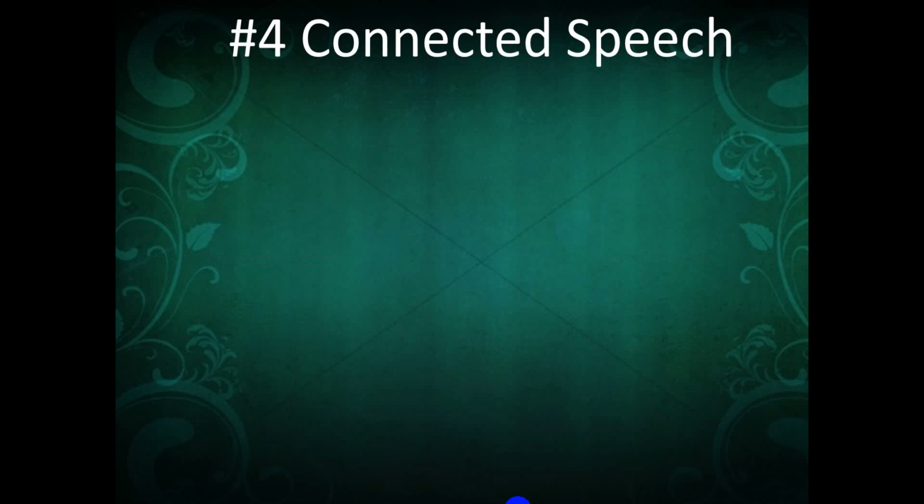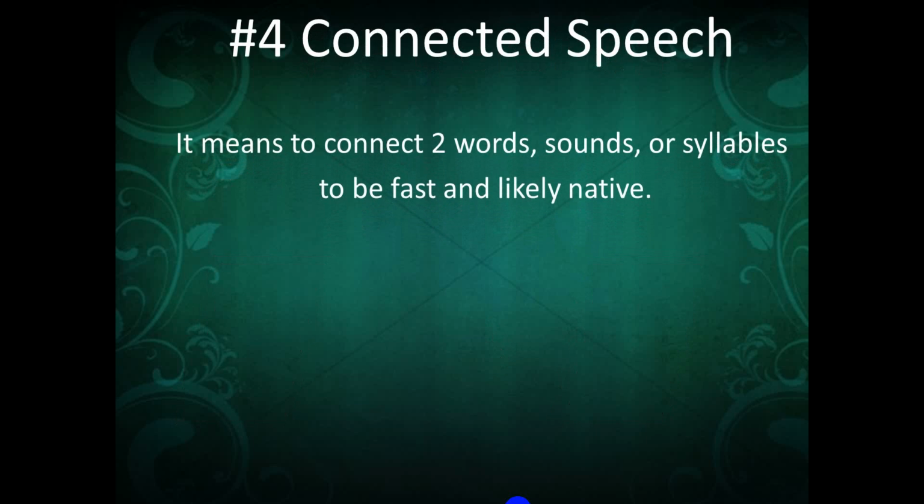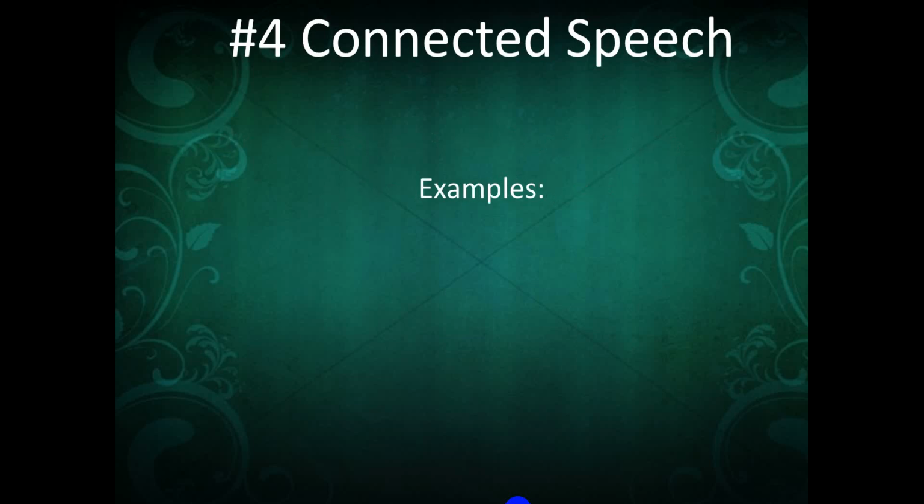The last thing we have today is the umbrella term of all of these things. It's the umbrella term of contraction, reduction, and deletion, which is connected speech. What is connected speech? It means to connect two words, sounds, or syllables to be fast and sound like a native. So I have two words, I connect them together. I have two sounds, I connect them together. And I have also two letters or two syllables that I connect together to give me just one word to speak faster. How? Let's see some examples.